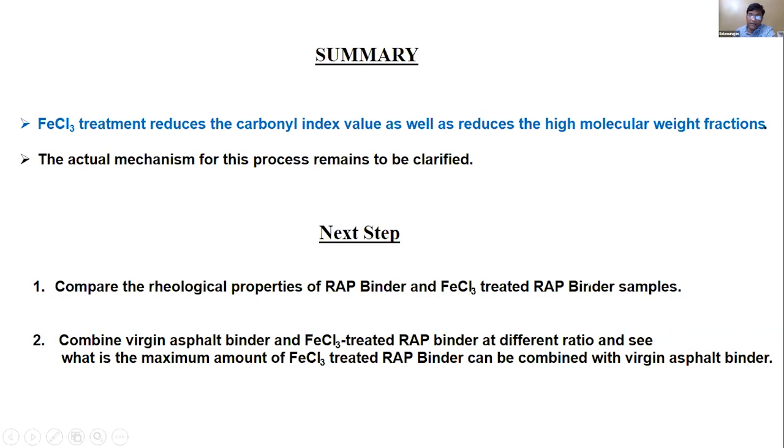And once we have the improved properties confirmed, we need to combine virgin asphalt with the treated wrap binder at different ratios and see what is the maximum amount of iron chloride treated wrap binder that can be incorporated into the virgin binder with satisfactory properties.